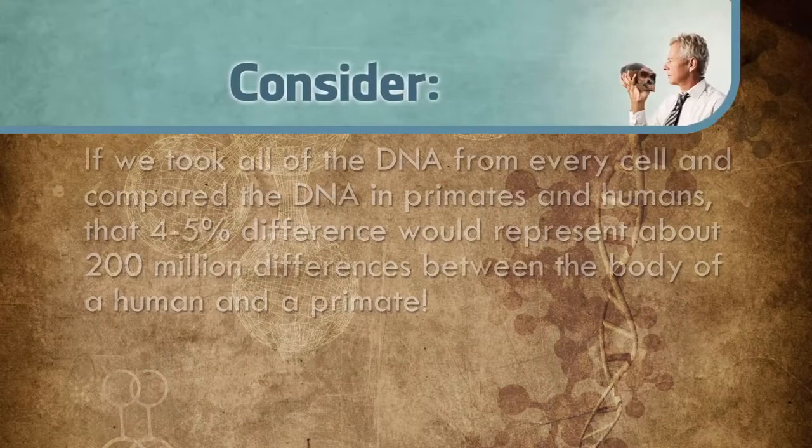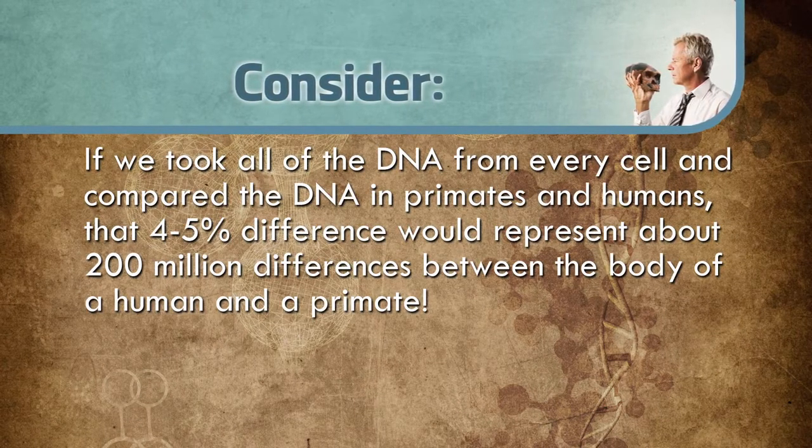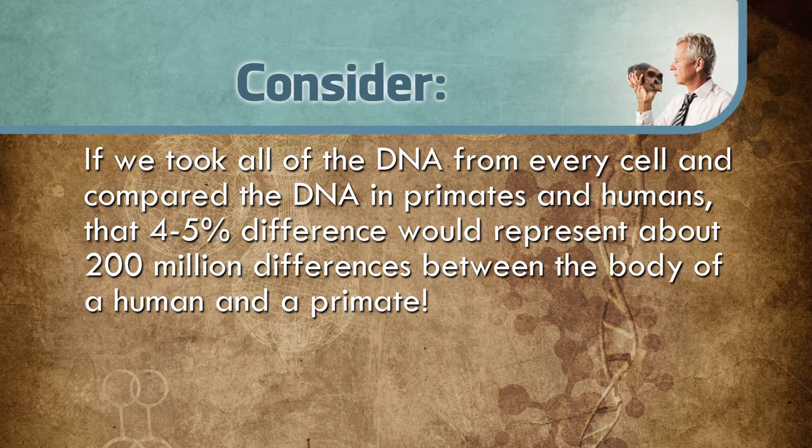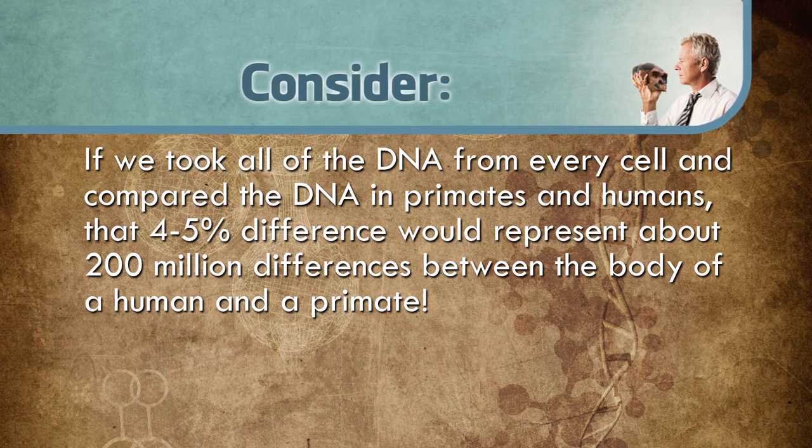No, not when we're talking about genetics and DNA. It could be a huge difference. Consider, if we took all of the DNA from every cell and compared the DNA in monkeys and humans, that 4 to 5% difference would represent about 200 million differences between the body of a human and an ape. So 4 to 5% is no small issue. Looked at in that light, humans and chimps are not so similar after all. When evolutionists pick such comparisons as support for their theory, they're really not telling the whole story.